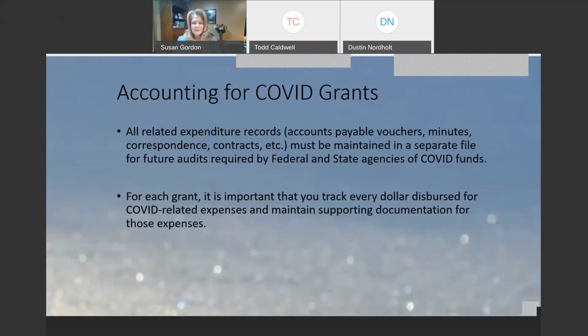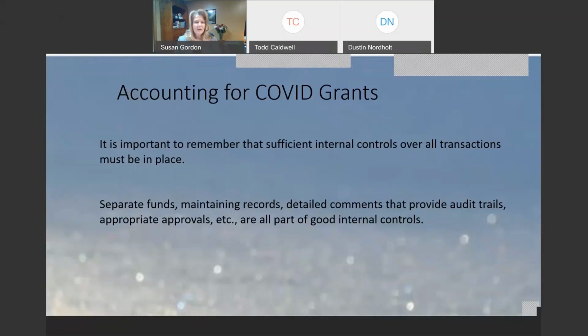For each grant, it's important that you track every dollar dispersed for COVID-related expenses and maintain your supporting documentation for those expenses. It's also important to remember that sufficient internal controls over all transactions be in place. Having separate funds, maintaining your records, having detailed comments that provide audit trails and appropriate approval are all part of a good internal control system for grants.